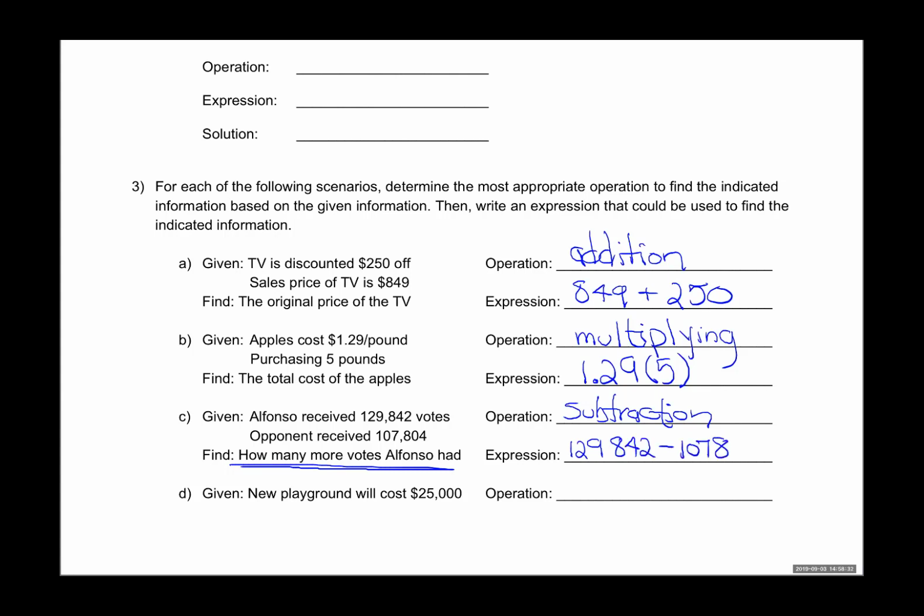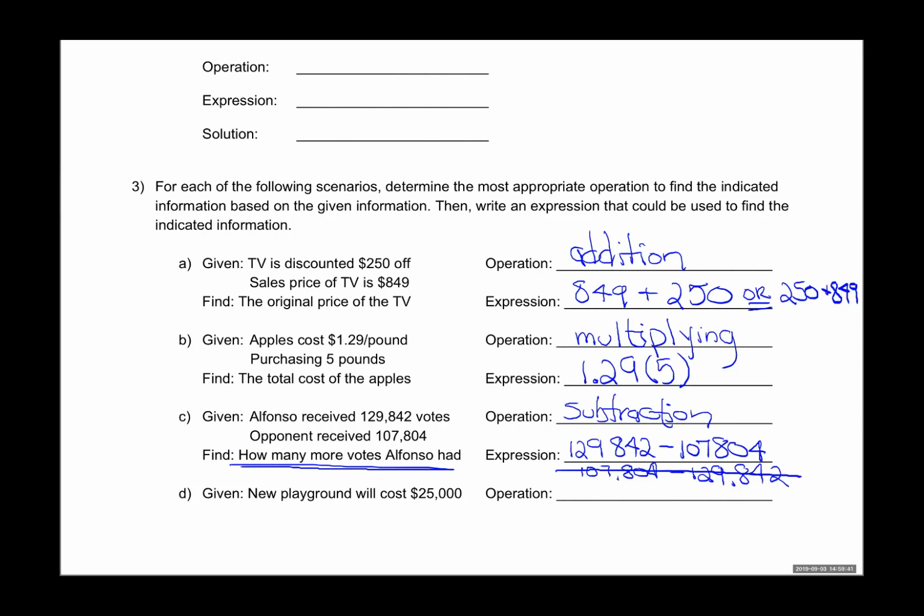107,804. So now, guys, sometimes order matters, sometimes it doesn't. For example, on this addition problem up here, it would not have mattered if I'd gone 250 plus 849. So I want to speak to you guys about this subtraction expression. If I did it the other way around, would it work? No. It would, but it'd be a negative, wouldn't it? It'd give me the same answer, but it'd be a negative. So is it really the same answer if it's a negative? How many more votes did Alfonso have? A negative answer wouldn't make sense in this context. And so if you wrote it this way, I would not accept it in this context.